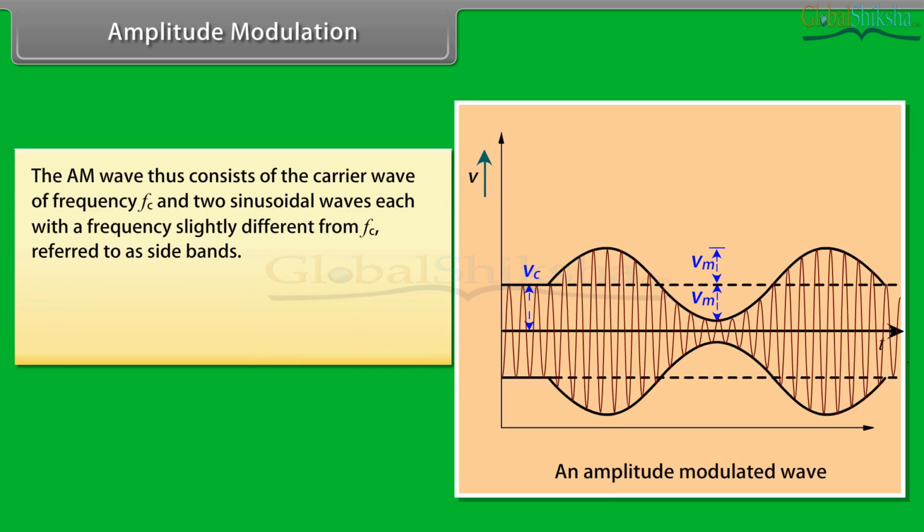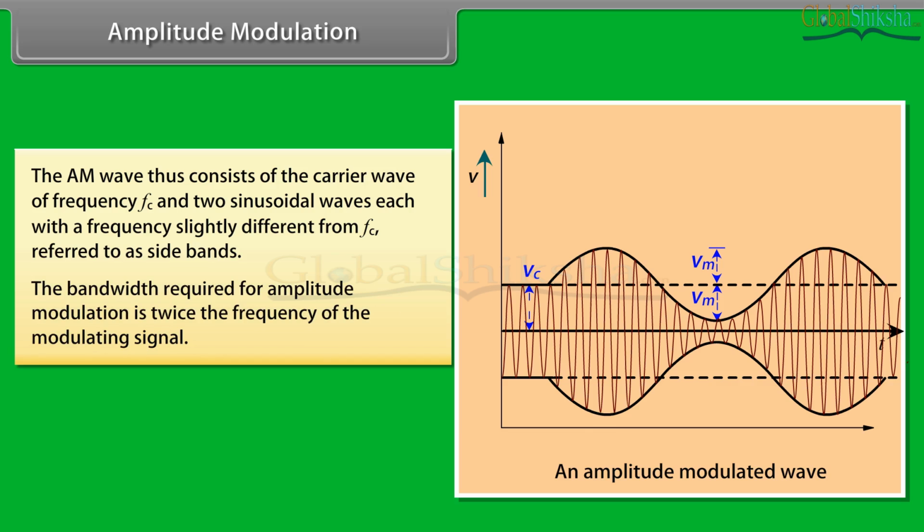The AM wave thus consists of the carrier wave of frequency fc and two sinusoidal waves, each with a frequency slightly different from fc, referred to as sidebands. The bandwidth required for amplitude modulation is twice the frequency of the modulating signal.